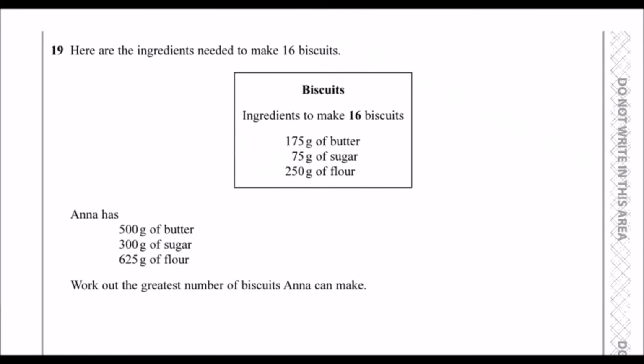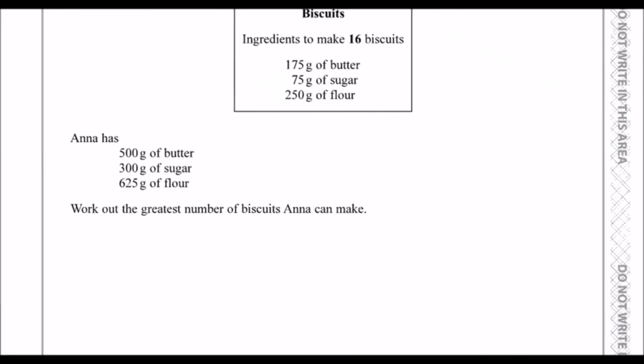Question 19. Here are the ingredients needed to make 16 biscuits. So for 16 biscuits, we need 175 grams of butter, 75 grams of sugar, and 250 grams of flour. And then Anna has 500 grams of butter, 350 grams of sugar, and 625 grams of flour. We need to work out the greatest number of biscuits Anna can make. So we need to figure out how many biscuits she can make with the amount of butter she has, how many with the amount of sugar, and how many with the amount of flour she has, and then the lowest one of those will be our answer.